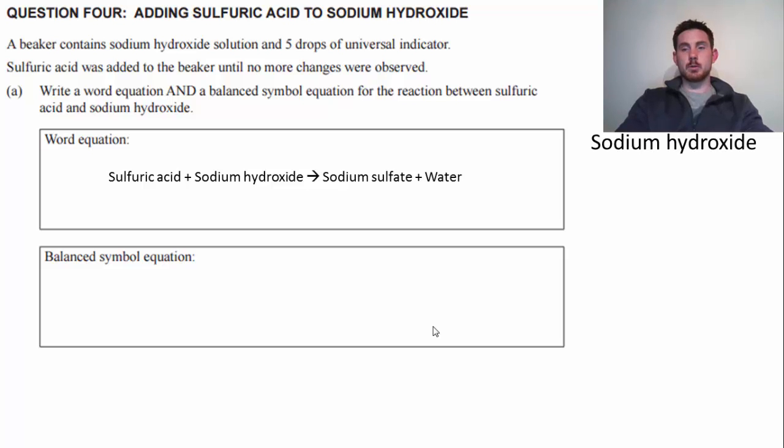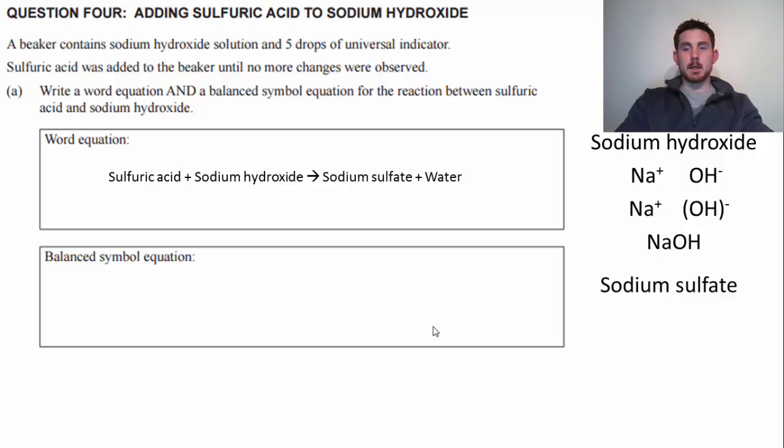So the formula for sodium hydroxide: we write down the ions, sodium and the hydroxide ion, bracket the OH, swap and drop. Because it's a 1-to-1 ratio, we can remove the numbers and we can remove the brackets, giving us NaOH. That's probably one that you'll be familiar with already. And sodium sulfate, we need the formula for that as well.